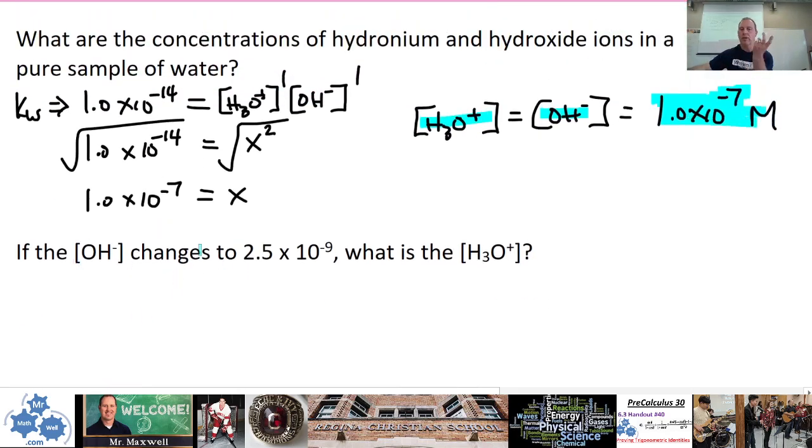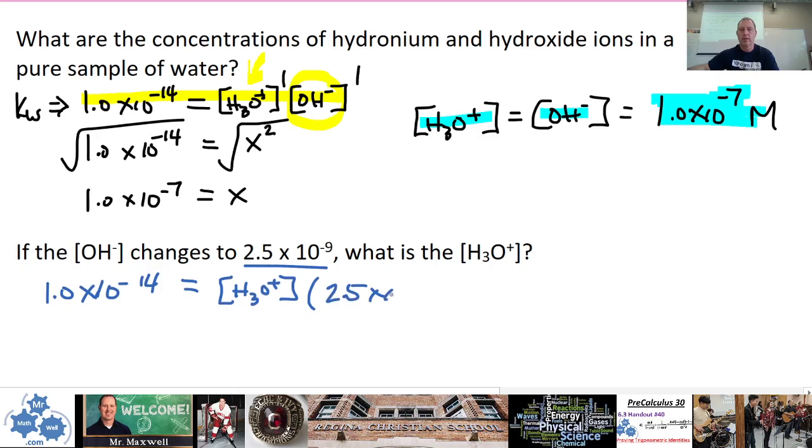So if the OH changes, let's say we add sodium hydroxide or some other strong base, and we've added some new hydroxide ions, and the concentration is now 2.5 times 10 to the negative 9. How does that change the concentration of the hydronium ions? Well, this always holds true. So if we have a new value for this, I just solve for this one now. Okay? No problem. Pretty easy. So 1.0 times 10 to the negative 14 is always the Kw. That always is where you start. And I don't know the concentration of H plus or H3O plus, but I do know this concentration. It's 2.5 times 10 to the negative 9.